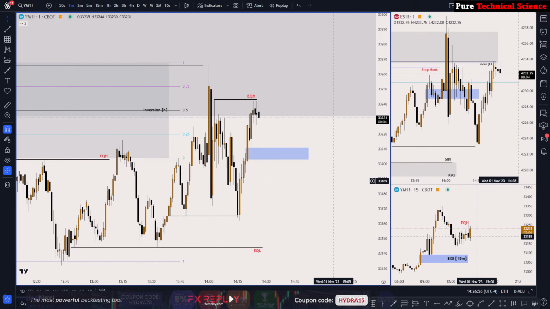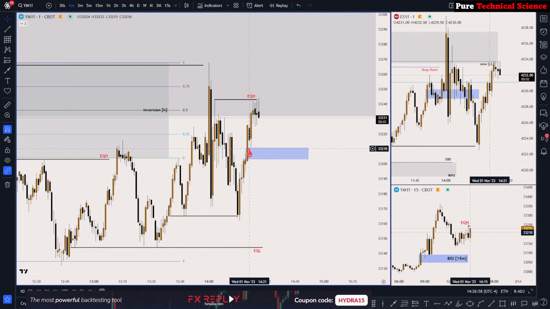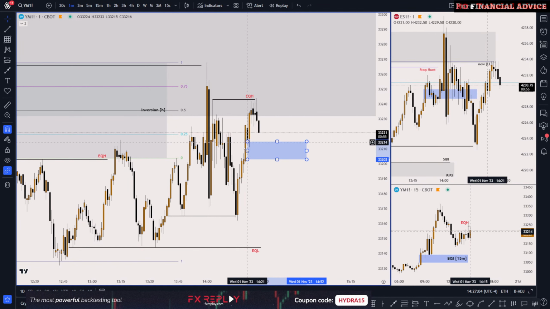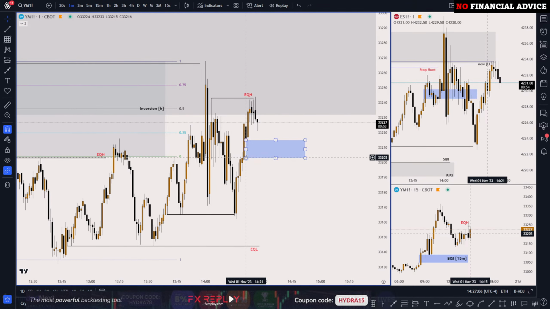So let's go to 1 minute and see what's happening. On the 1 minute chart, we also did have this order block, sorry, breaker block, and price did respect it alongside this fair value gap.